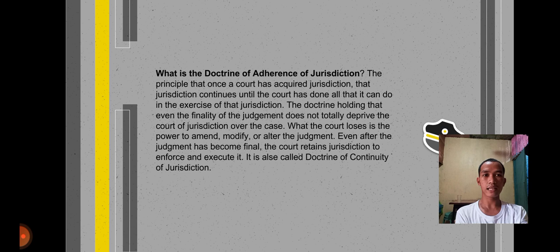The principle is that once a court has acquired jurisdiction, that jurisdiction continues until the court has done all that it can do in the exercise of its jurisdiction. The doctrine holds that even the finality of the judgment does not totally deprive the court of jurisdiction over the case. What the court loses is the power to amend, modify, or alter the judgment. Even after the judgment has become final, the court retains jurisdiction to enforce and execute it. It is also called the doctrine of continuity of jurisdiction.